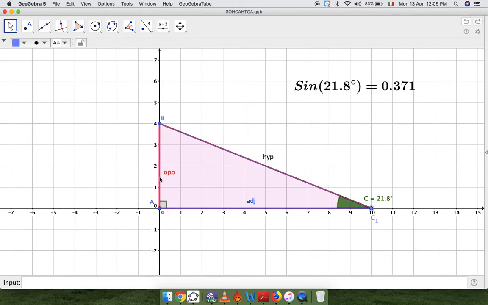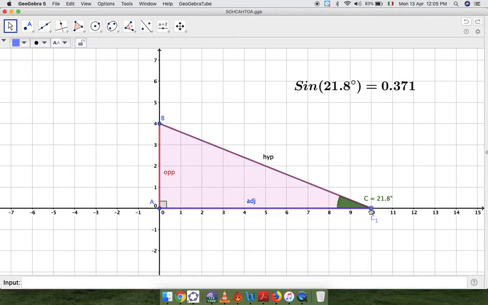Well, I could figure it out using the Pythagorean theorem. 4 squared plus 10 squared. 4 squared is 16. 10 squared is 100. 100 plus 16 is 116. So this hypotenuse right here is the square root of 116, whatever that is, okay?